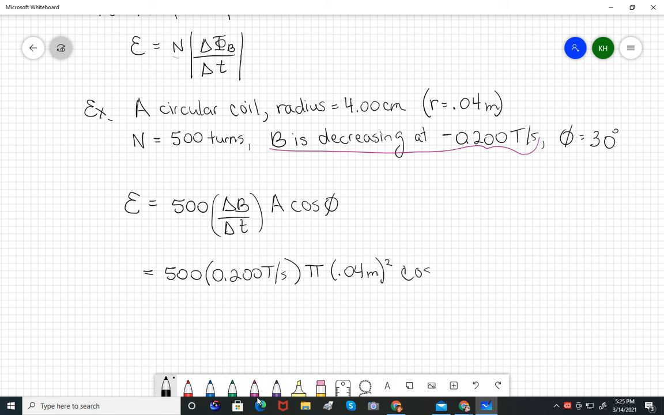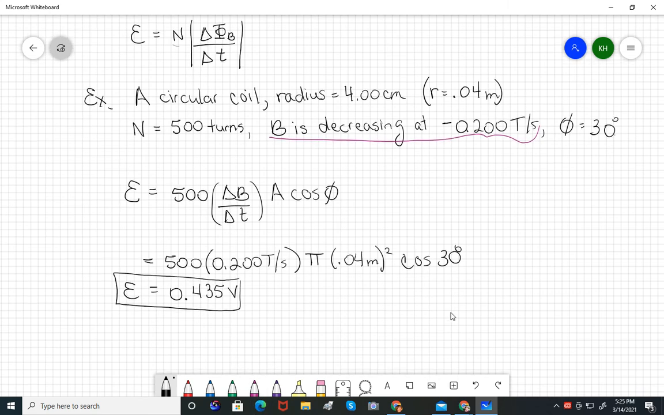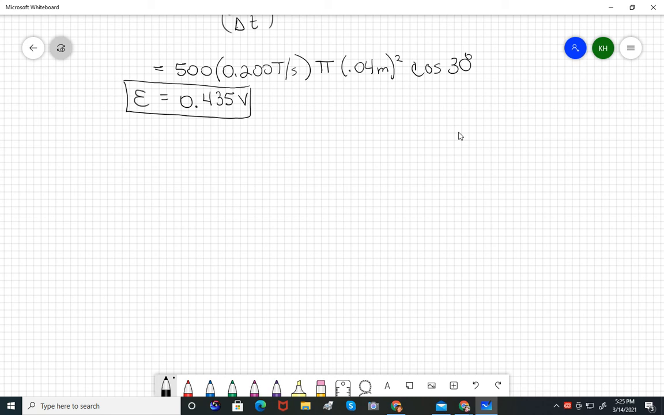And they tell me the angle phi is 30 degrees. If I put that in a calculator, I get an induced EMF of 0.435 volts. Even with 500 turns, that was a fairly small induced voltage. All right, I've kind of touched on this. They're not going to have formulas, and I'm not going to test you about particulars, but you should know what a generator is.